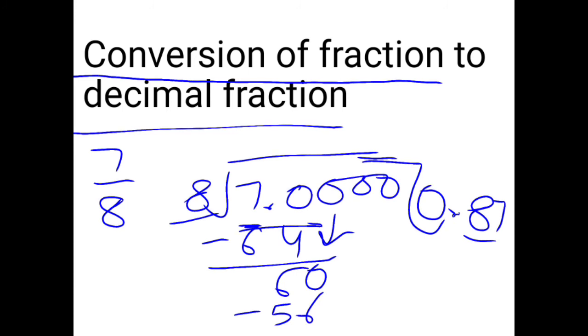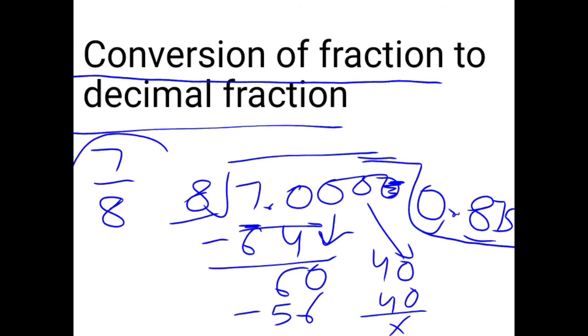Minus 56, I got 4. Now I am taking another 0 down, it becomes 40. So 8 5s are 40. That completely divides. Okay. Now you got 0.875. That is the rule to convert this fractional number into a decimal number by using division. Hope you understand. I am taking another example of a mixed fraction.